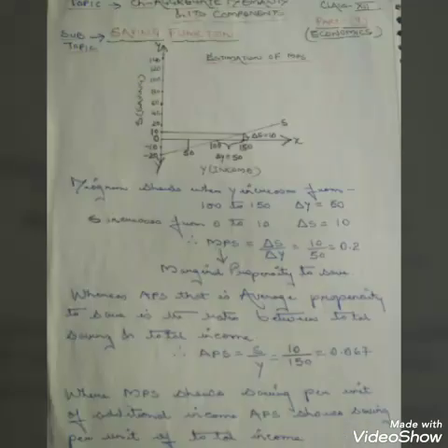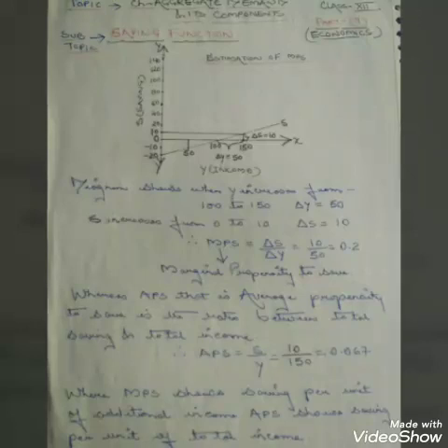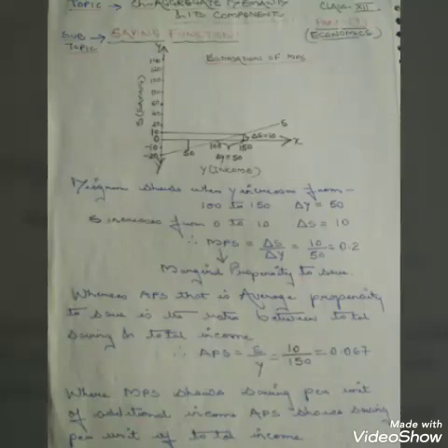Well, in this session we'll continue with the saving function, and today we are going to discuss the estimation of marginal propensity to save and average propensity to save. Well students, you can see on your screen a diagram showing the saving function, where on the x-axis we have taken income and on the y-axis we have saving.